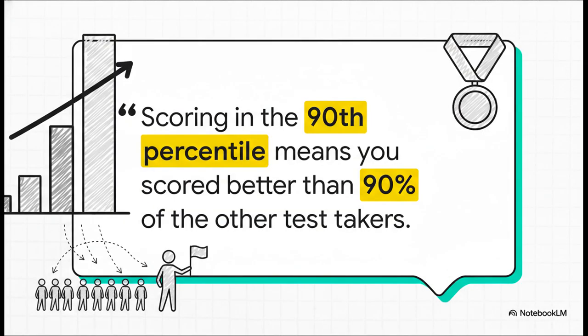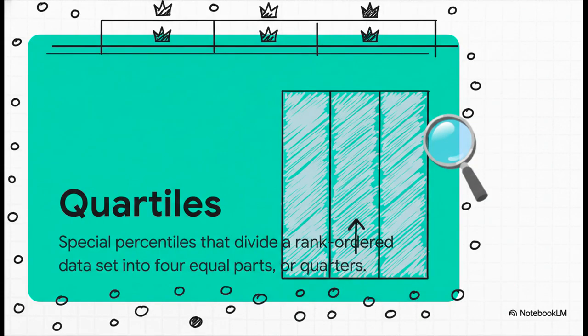So for example, let's say you're in the 90th percentile on a test. First of all, nice work. That means you outperformed 90% of all the people who took that same test. See? It's a really powerful way to understand how you did relative to your peers, no matter how hard or easy the test was. Now, a specific type of percentile that you're going to see all the time are quartiles.